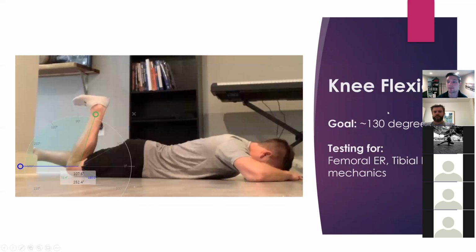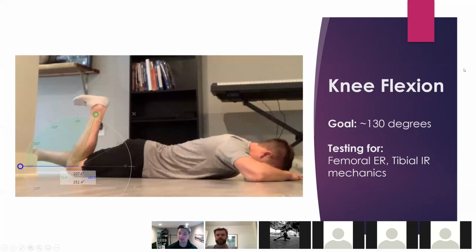Knee flexion is the opposite of knee extension. So you're going to get femoral ER, tibial IR. They should be able to get to 130 degrees with this. If they cannot, then you know that they're missing that femoral ER. I'm a wide, so it's hard for me to do that. So I am basically sitting here at 107 degrees.